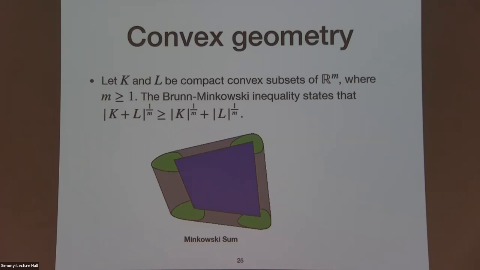This Minkowski sum can also be thought of as follows: you have this green convex set here. You take it and you translate it in all possible ways using vectors in the blue polytope. This traces out a certain convex set, and that is the Minkowski sum of K and L.